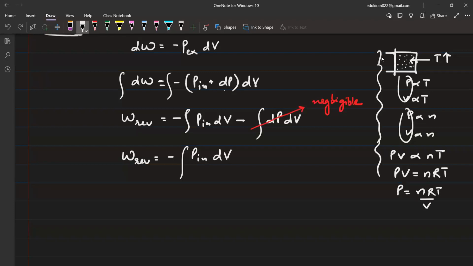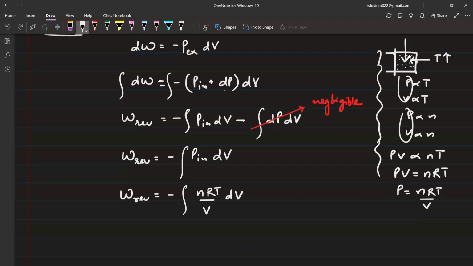Pressure inside the system, whatever pressure is inside the system, will be equal to nRT upon V. Yes or no? Okay, fine. Now I can write this as minus integration of P internal, which is nRT upon the volume, into dV. This is reversible work.